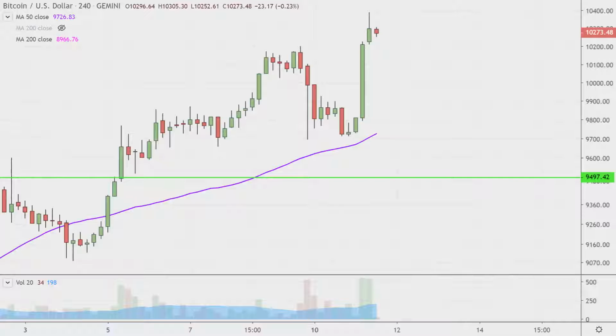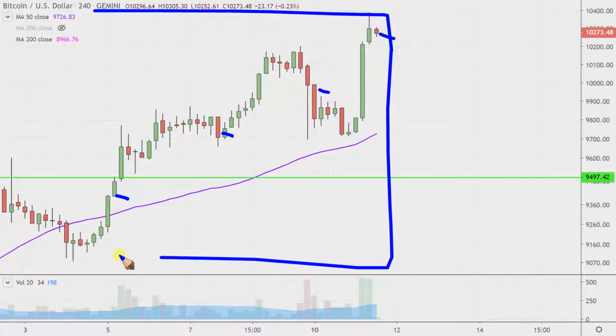Real quick, what do I mean by 4-hour in case maybe you're new to charts? Instead of each one of these candlesticks here, as they're called, representing 1 day's worth of price action, which is what you would normally see, each one represents 4 hours. So this here may look like a couple months worth of time. It's actually just the past several days broken down into 4-hour time slices.